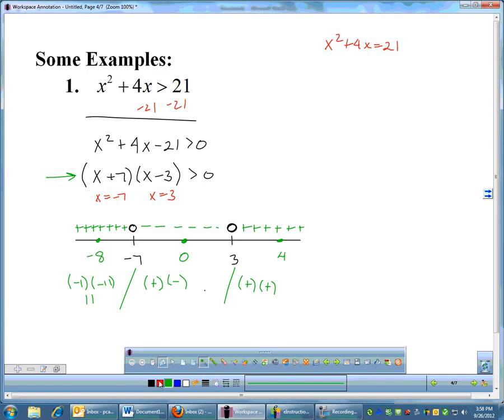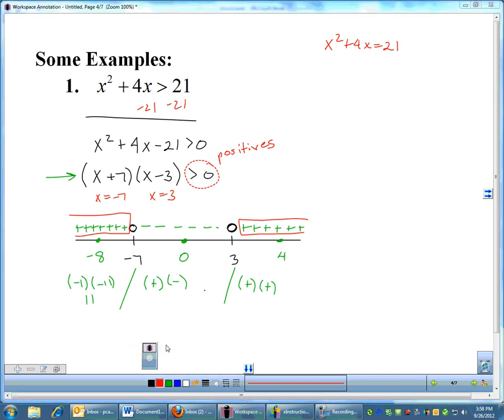And now that I've done the number line, I go back and I look at what I'm trying to find. This problem said, find things that are greater than 0. Numbers that are greater than 0 are positive. So that means my answer is going to be the intervals where the function is positive. That's going to be everything to the left of negative 7 and everything after positive 3. And we will not include negative 7 or 3 because I'm not equal to 0. I must be greater than 0.